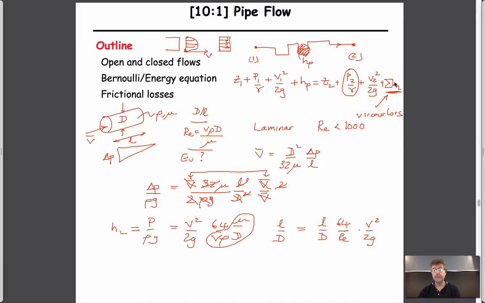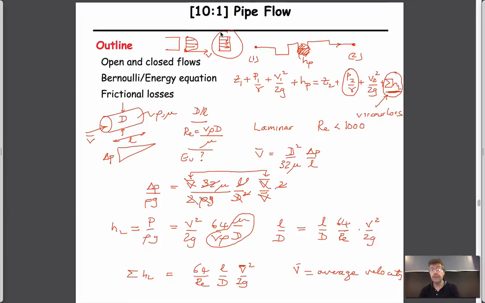And so in other words, if we want to be able to define the expression that goes in this term, the sum of the head losses are just going to be equal to 64 divided by Reynolds number, multiplied by the length of the pipe divided by its diameter, and multiplied by whatever the average velocity is. And this is the average velocity, right? So in other words, it's this term here. Okay? And that's going to be the fundamental expression that we use.